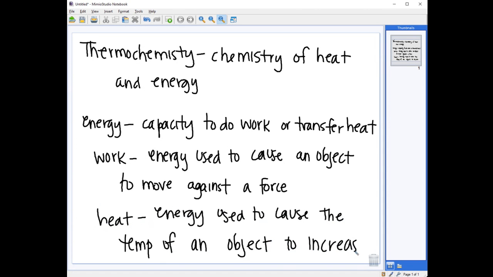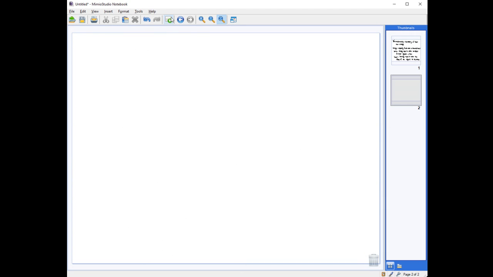Okay, so keep in mind, and as you learned from your video, heat and temperature are two totally different things. Temperature is really just a measure of heat. It is not the same thing as heat. Heat is actual energy. Temperature is really the way that we measure heat. So they are not the same thing.